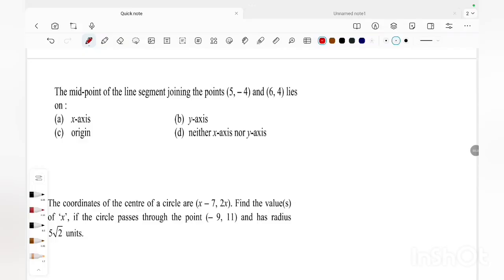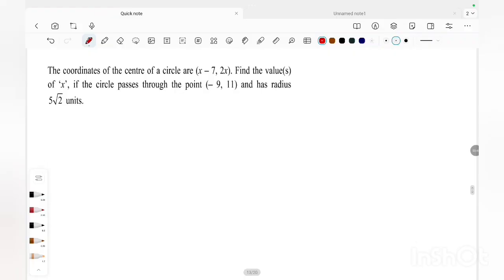We can clearly see that here 5 plus 6 by 2 we will get the coordinate, but when we add -4 and 4 and divide by 2 as per the midpoint formula, we'll get 0. So it clearly indicates that it lies on x-axis. Okay, done. Next one, very important.